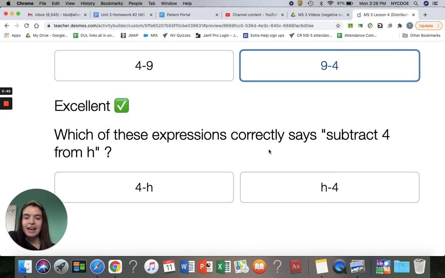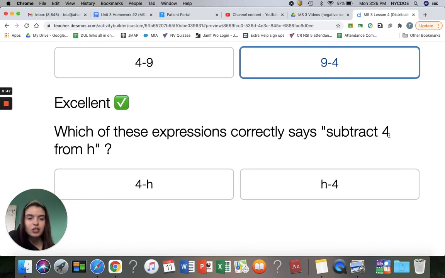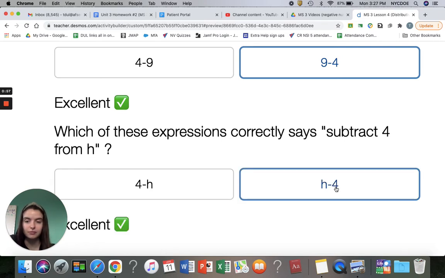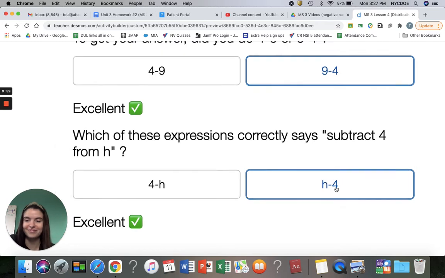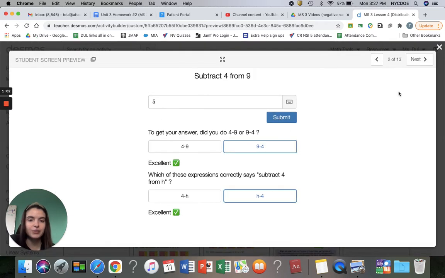So if we had the sentence subtract 4 from H, we would start with an H and then subtract 4, minus 4. How would we use that if we have more than one operation? Here we only had one, subtraction.